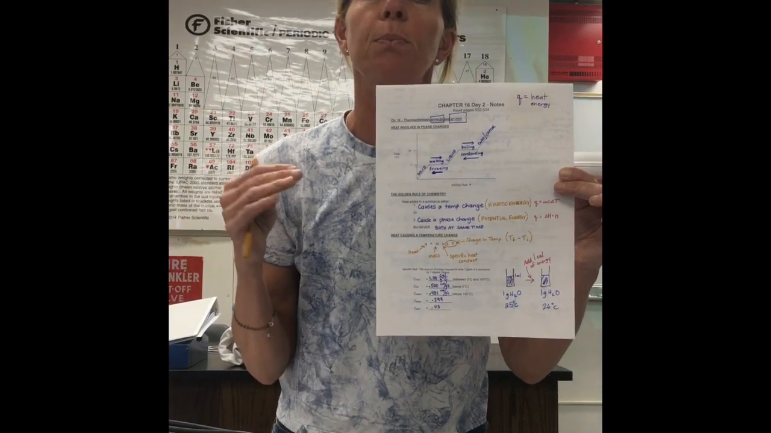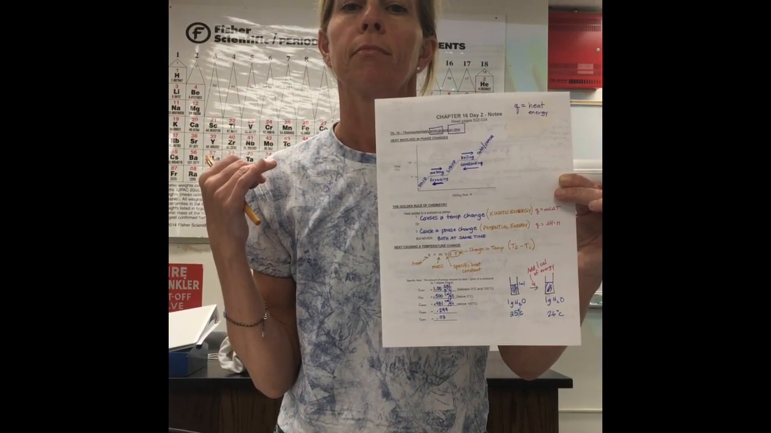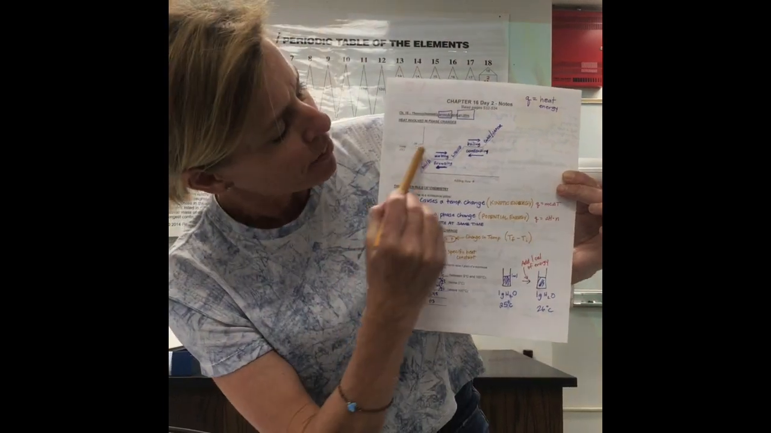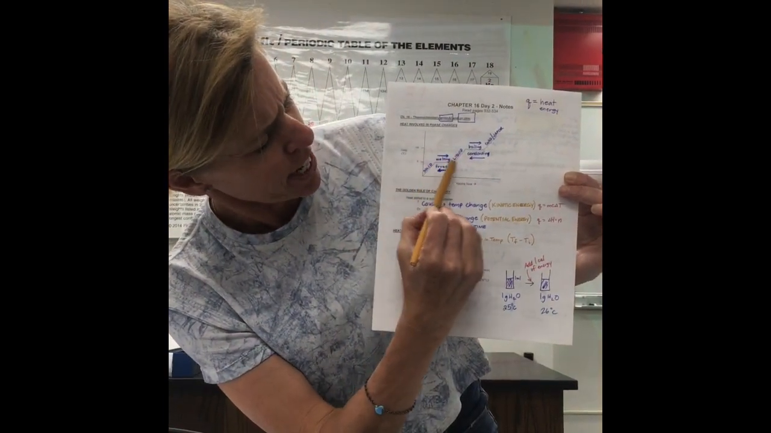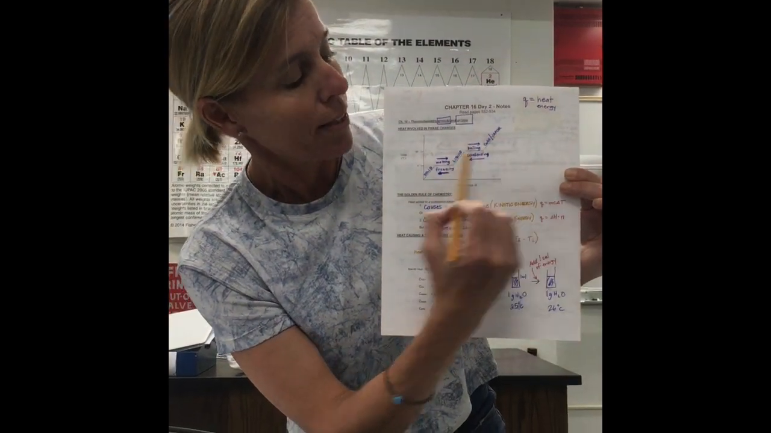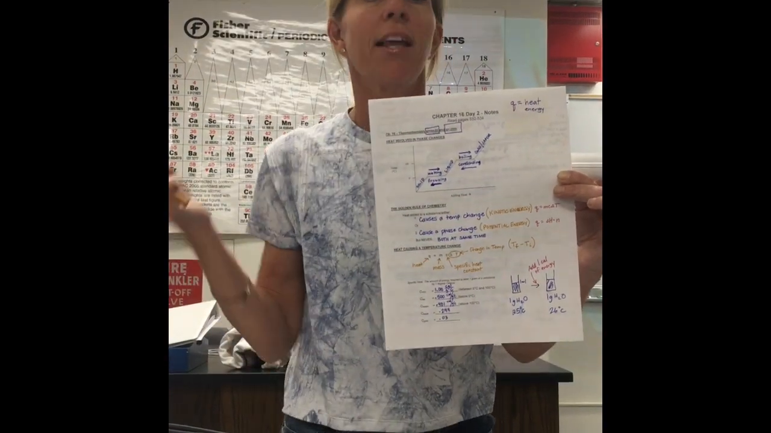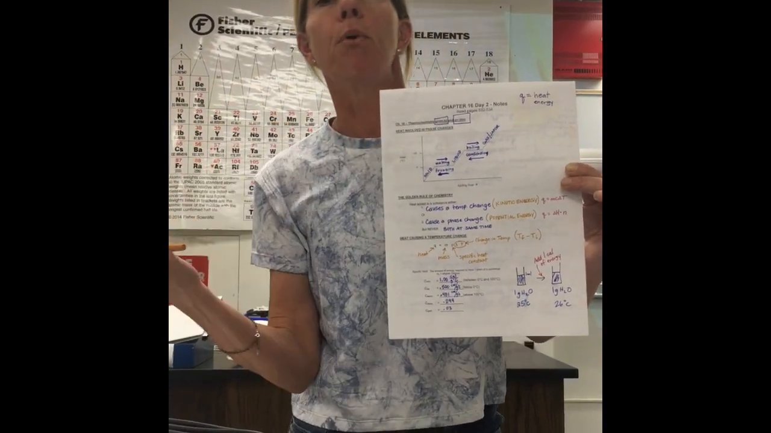Can you check which parts of the graph are the phase changes? Exactly. The flat parts. Right here, it's at 0 degrees and it stays at 0 degrees. When the temperature is not changing, that's when the phase is changing. It's melting or it's boiling or it's freezing.